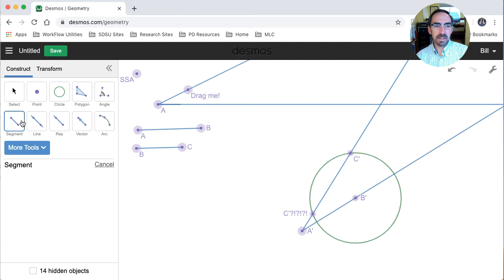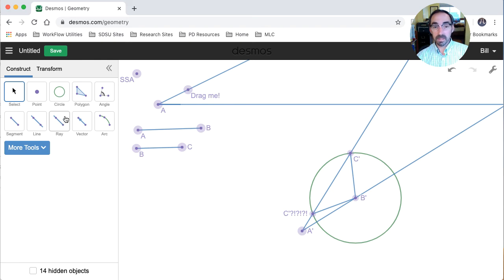And now we see how the side-side-angle triangle congruence theorem in fact results in 2 different possible triangles. A prime, B prime, C prime meets these conditions, or A prime, B prime, and the other C prime meets these conditions. Hence my wonderment and exclamation point. There's 2 possible triangles that are created by the side, side, and the non-included angle.